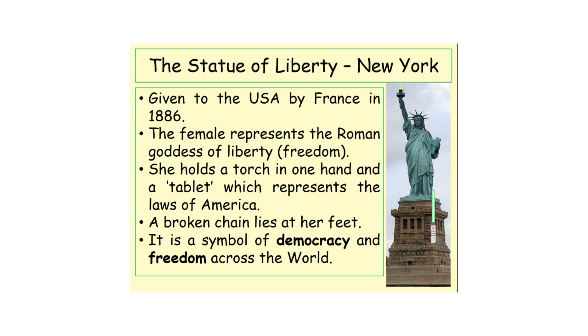And a broken chain lies at her feet. Across her feet is a broken chain. And it's therefore a symbol of democracy and freedom from around the world. America wanted to present itself, once they had won their independence from Britain, as a new world, a new country where everyone is going to live in freedom and in democracy. And it is this idea today, this idea of democracy, that you need to learn and understand.